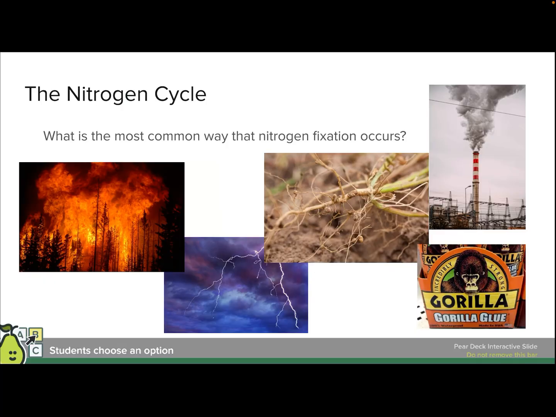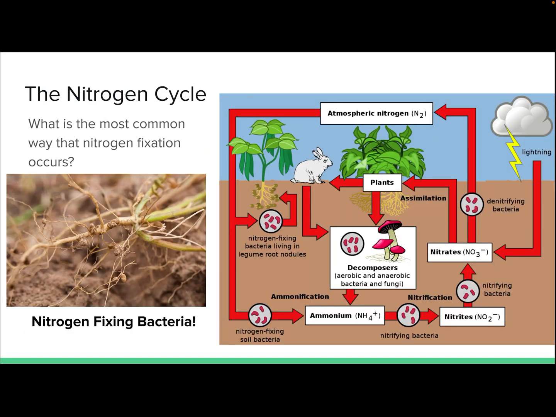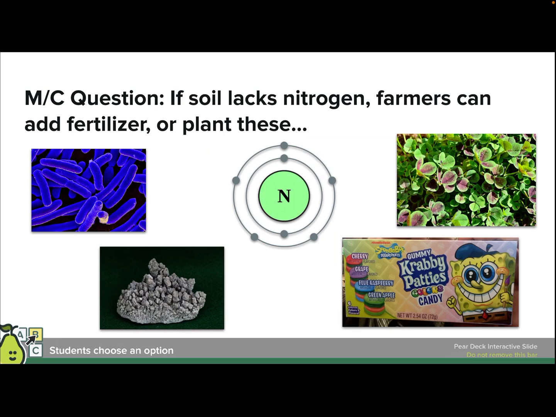So, first thing is the nitrogen cycle. What is the most common way that nitrogen fixation occurs? There's some options for you, but we're going to see it's nitrogen fixing bacteria. There's a bunch of different options. There's also fertilizer. If we look back, can I go back? Oops, I can't go back in that. But nitrogen fixing bacteria is the answer to that question.